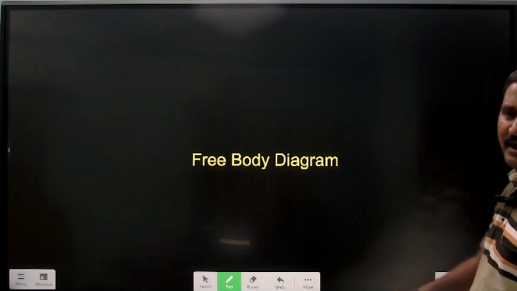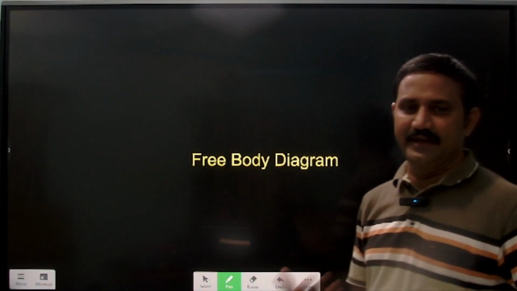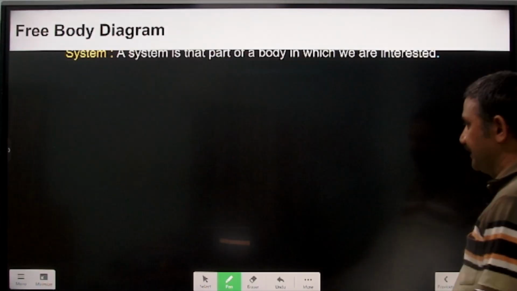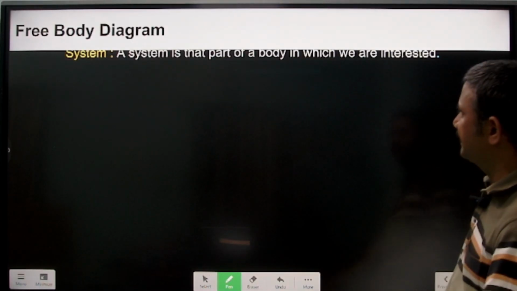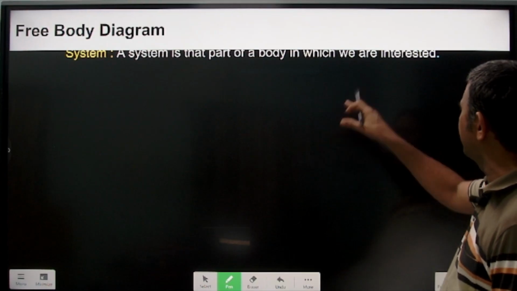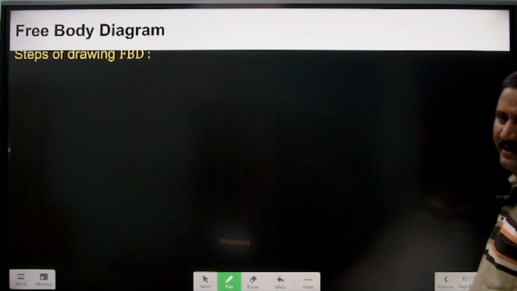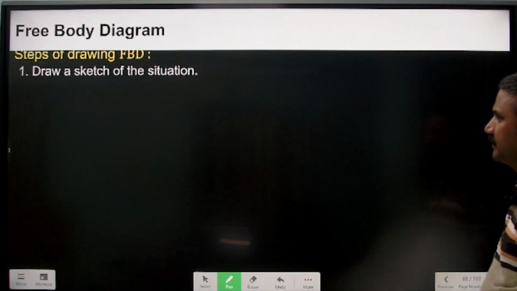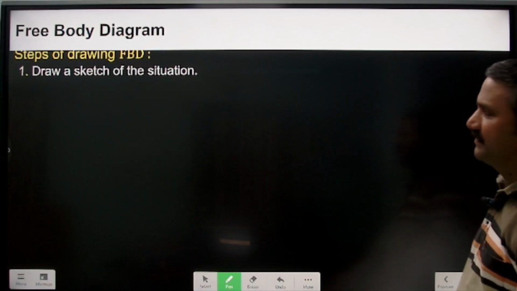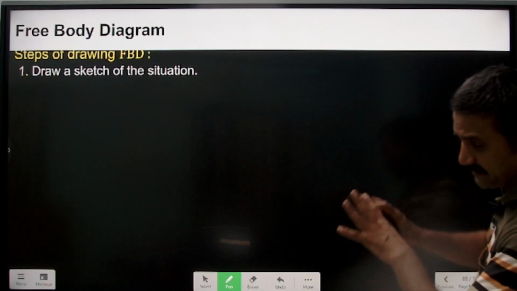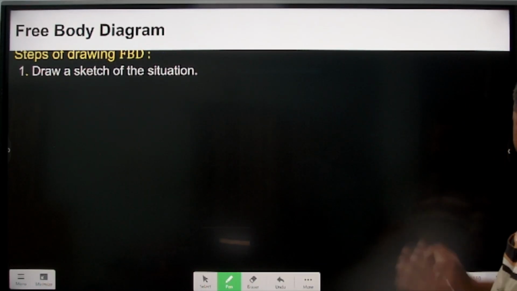Next, free body diagram. What is a free body diagram? Free body diagram means first you decide a system. A system is that part of a body in which we are interested. Here are the steps to draw a free body diagram. What are the steps? First, draw a sketch of the situation. Draw the entire situation, a rough sketch.